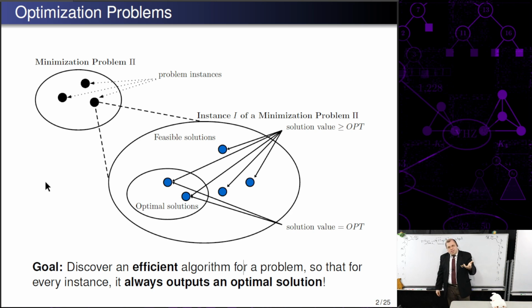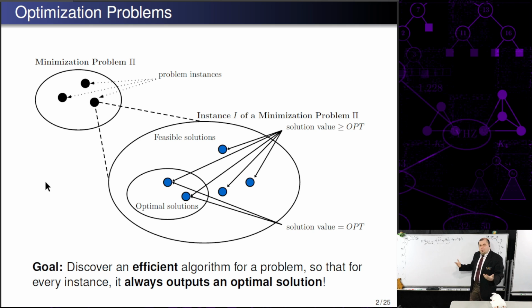For minimization, the goal is that every single time my algorithm outputs a feasible solution, like in my picture here, where I have these blue dots, for every one of the instances I have a set of feasible solutions. I want the ones that are in that circle labeled optimal solutions. That's typically what we would like to get when we want to solve optimization problems. But it's not just that. I want to come up with efficient algorithms that are capable of doing this.